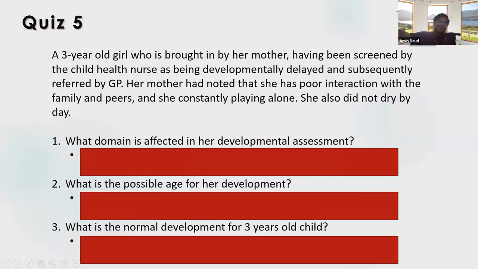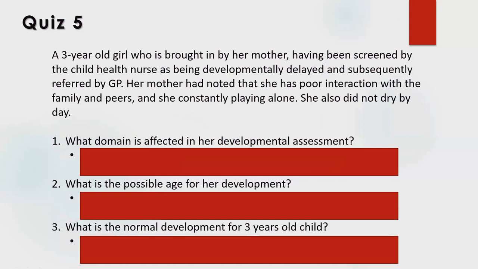Okay, so a 3-year-old girl who is brought in by her mother, having been screened by the child health nurse as being developmentally delayed and subsequently referred by the GP. Her mother had noted that she has poor interaction with the family and peers and is constantly playing alone. She also is not dry by day. What do you think is the main domain affected in her developmental assessment?